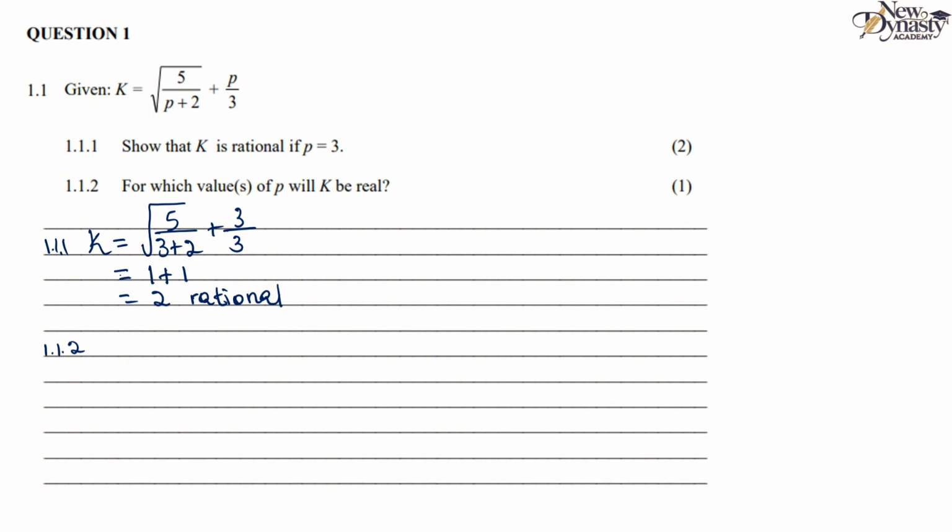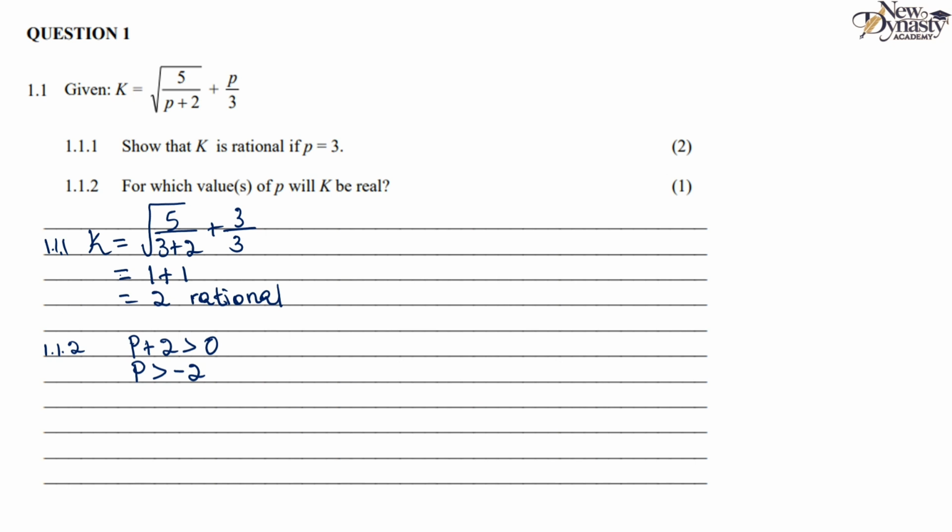So we're going to go on and say that the denominator, which is p plus 2, should be greater than 0 in this case. So you can just solve for p here. So p is going to be greater than -2, that is if you subtract 2 on both sides. So that is going to make the k value real if p is greater than -2.